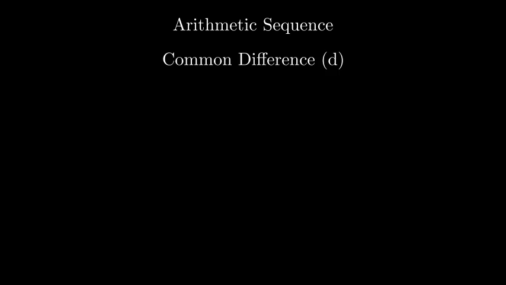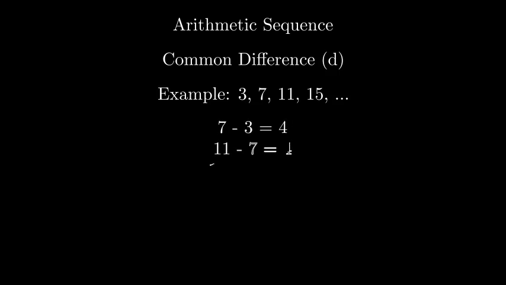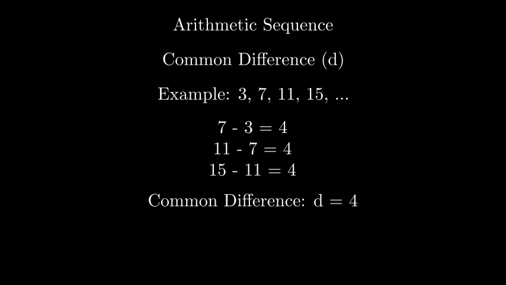Let's look at a simple example. Consider the sequence 3, 7, 11, 15, and so on. To find the common difference, we can subtract any term from the term that follows it. Notice the pattern here. 7 minus 3 is 4, 11 minus 7 is also 4, and 15 minus 11 is 4. The difference is always the same. So for this sequence, the common difference d is 4.